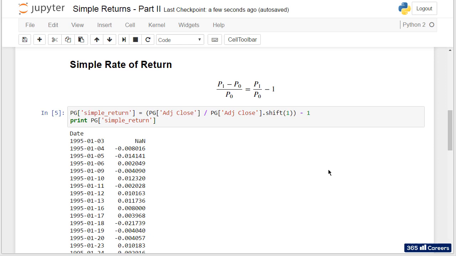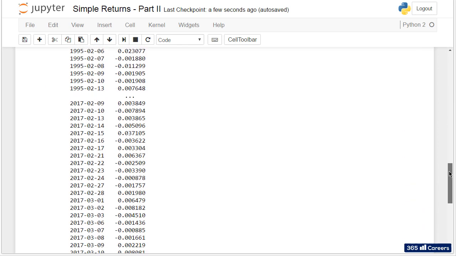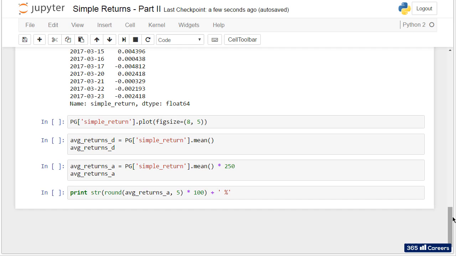Before transforming these values into more presentable numbers, let's plot them on a graph. No surprise, this can be done easily with just a couple of lines of code. From the newly created simple return column, we can obtain a plot with the size of the figure of, say, 8 and 5. These two values won't affect the labels on your graph. They simply determine the size of the graph in the output field.